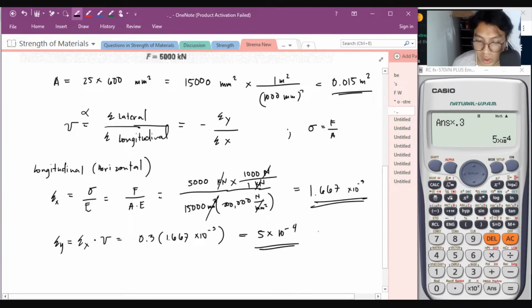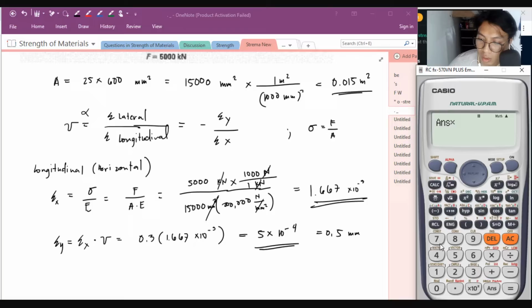So, this is 0.5 millimeter. Kasi meter to eh. So, multiply ko ito ng 1,000. Oh. 0.5 yung isa. Hindi. 1.667 times 10 to the negative 3. O, di-multiply ko ng 1,000. Magiging ganyan. Okay?